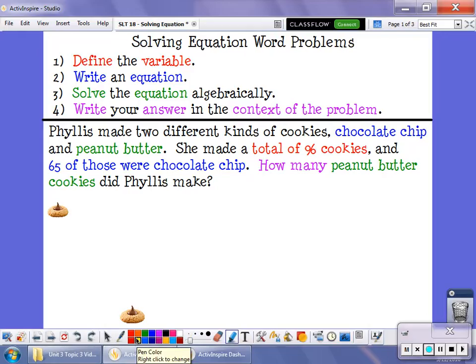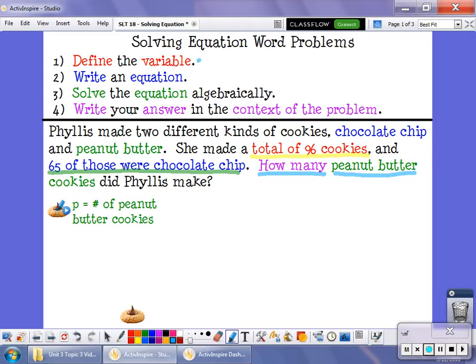Phyllis made 2 different kinds of cookies, chocolate chip and peanut butter. She made a total of 96 cookies, and 65 of those cookies were chocolate chip. How many peanut butter cookies did Phyllis make? So the first thing we're going to do is define our variable. I'm trying to figure out how many peanut butter cookies Phyllis made. So P is going to equal the number of peanut butter cookies that Phyllis made.